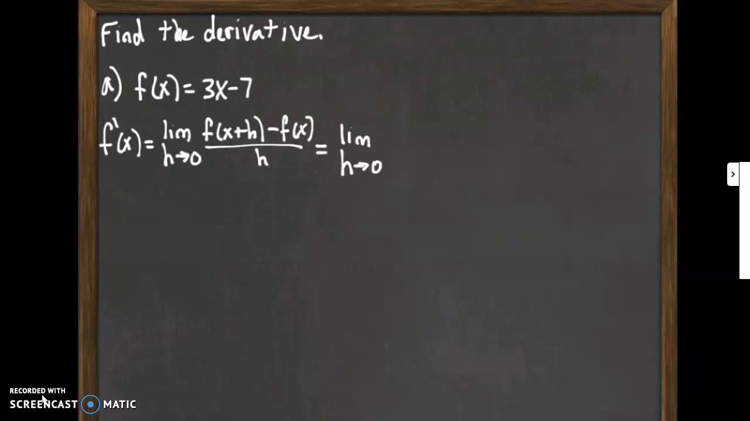And when it comes to f of x plus h, we have to go into that 3x minus 7 function and plug in x plus h everywhere we see a variable. So that will give us 3 times the quantity x plus h, minus 7, and then that's minus f of x. f of x again is 3x minus 7, so minus the quantity 3x minus 7, and then all over h. At this point, we're set up and ready to start working things out.